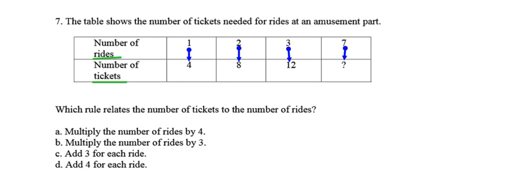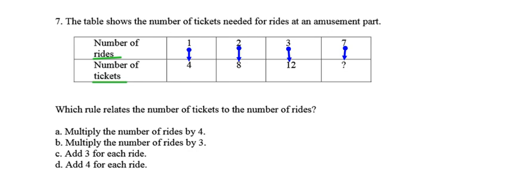Question number 7. The table shows the number of tickets needed for rides at an amusement park. Which rule relates the number of tickets to the number of rides, or how did he get from the number of rides to the number of tickets? Would it be A, multiply the number of rides by 4, B, multiply the number of rides by 3, C, add 3 for each ride, D, add 4 for each ride? Look at the blue arrows or blue rays that help you to see the relationship.